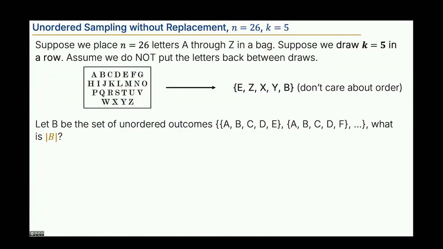Okay. So, drawing on that, I'm going to give you a slightly different version of the problem, which is: say we have 26 letters, A through Z, and we draw k equals 5. And B is the set of unordered outcomes. That is, it's a set of sets. One of the sets is the set containing A, B, C, D, and E. Another is the set containing A, B, C, D, and F. How many total sets are there in that set? In other words, what is the size of that set?